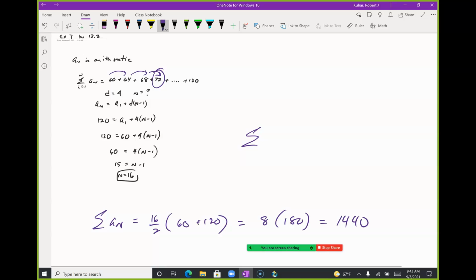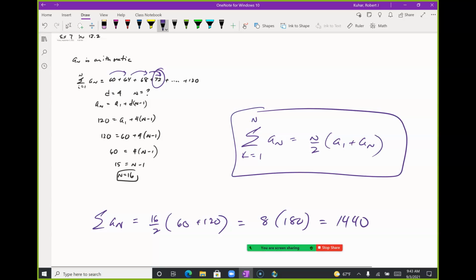Right? But I had stated that if the sum from k equals 1 to n of some arithmetic sequence is n over 2 times the first term plus the last term. Right? I didn't prove it yet. I'm going to prove it. And the proof is very similar to the way I proved the sum of the indices. Remember the Gauss proof. I wrote the sum forward, I wrote the sum backward, I added them. Right, so the proof is very similar.